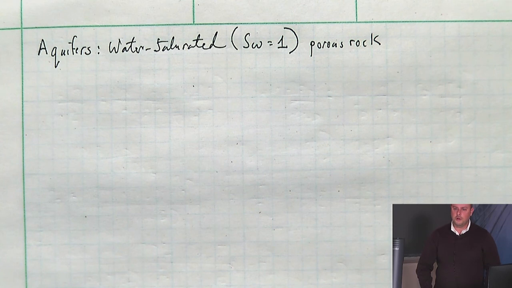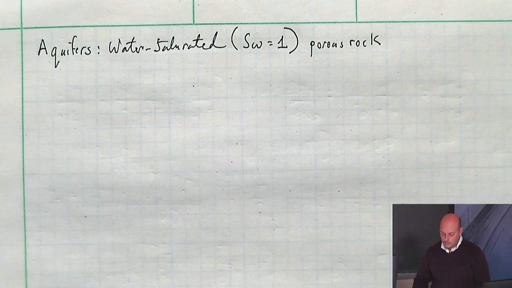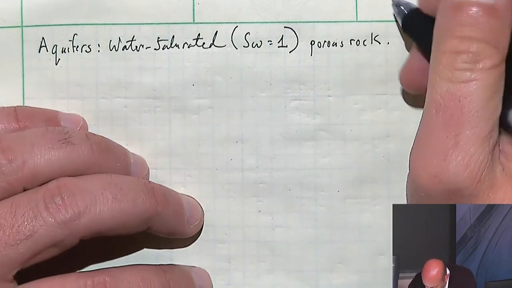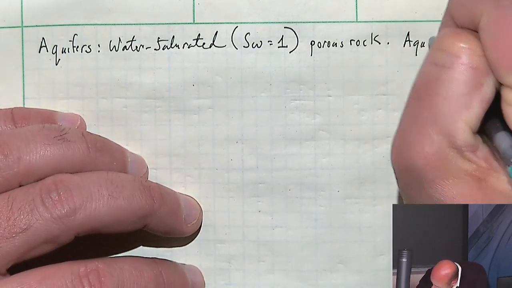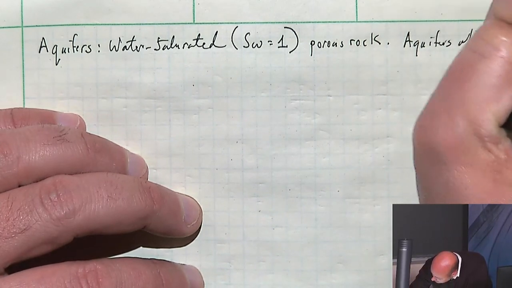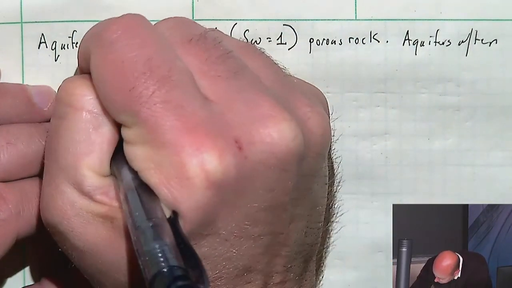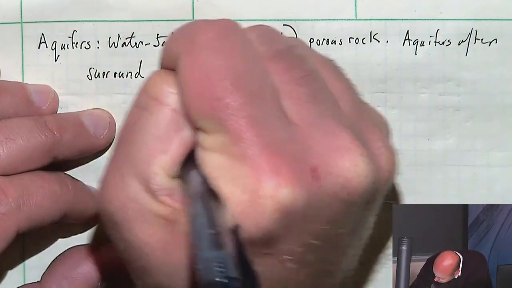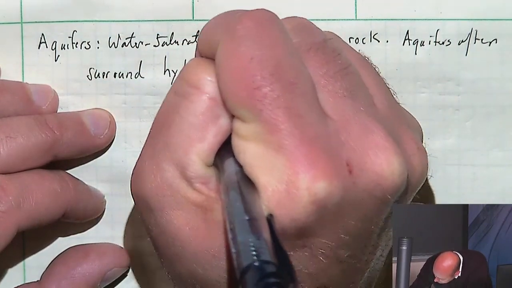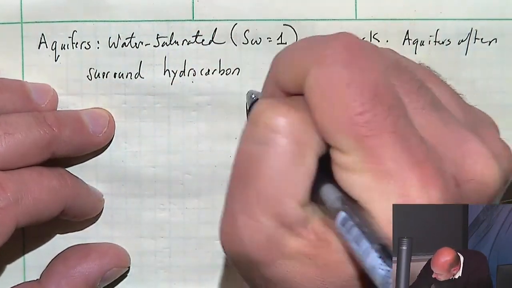That's not really what we're talking about. We're usually talking about aquifers that are deeper, although they're analogous, they're very similar. And what we're talking about is aquifers that often surround a hydrocarbon, so oil and gas reservoir.